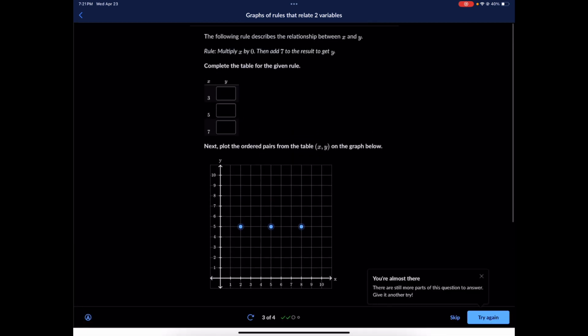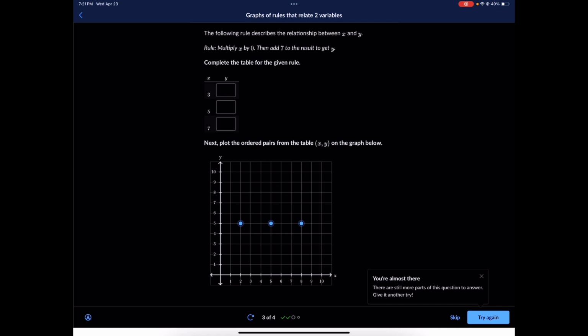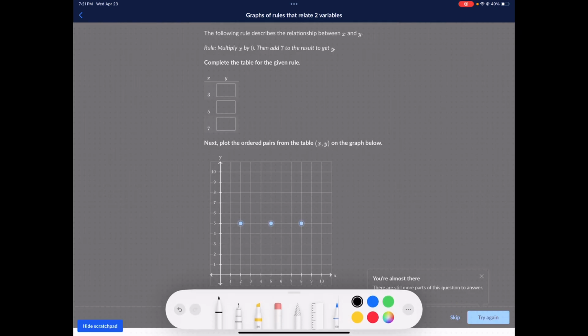Third problem. Ooh, now we're plotting the pairs. The following rule describes the relationship between x and y. Rule: multiply x by 0, then add 7 to the result. Okay, so we have multiplying x by 0. So, first of all, what is anything times x? 0, yeah, so we don't even have to put anything.